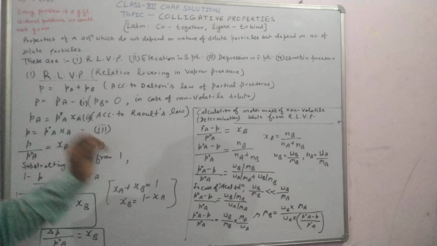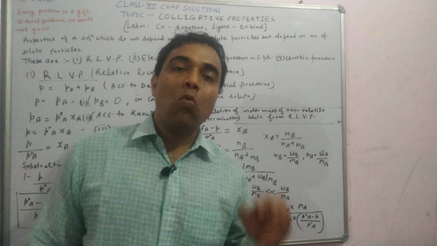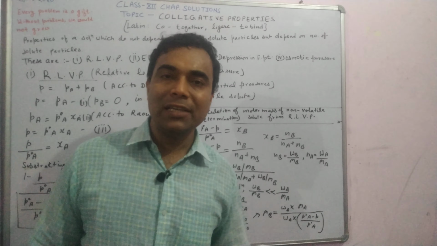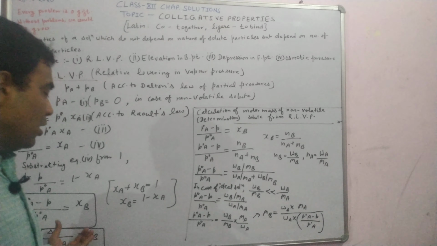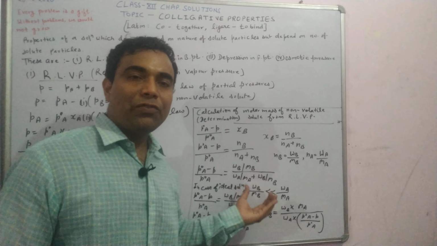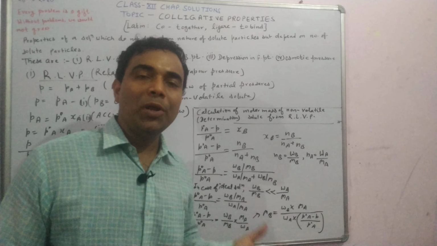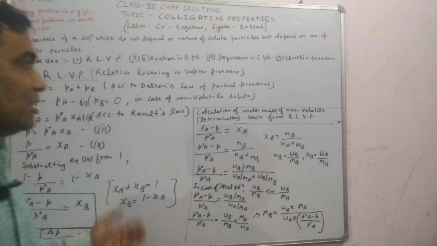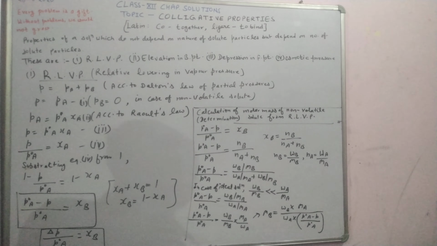So this is relative lowering in vapor pressure, one of the very important colligative properties. Based upon this equation, numericals can be asked in your board exams. So be prepared. That's about relative lowering in vapor pressure.